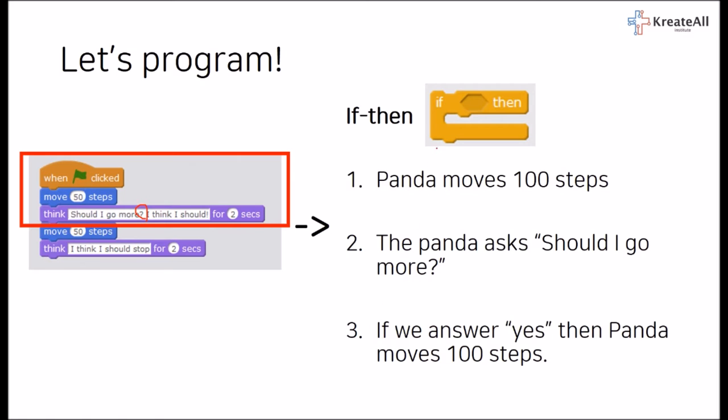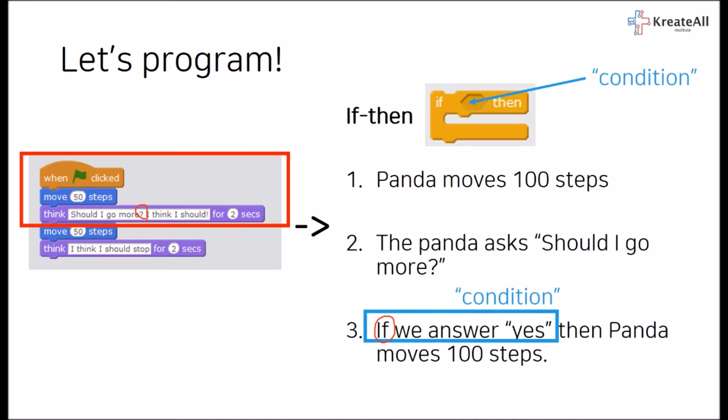So here is the if statement, right? Where is the condition? I told you that condition comes right after the if. So this part is the condition. And programming condition, we put it here inside this diamond hole. We put the condition there. And then if we answer yes, that makes the condition true, then the panda will move 100 steps. Outcome goes here.